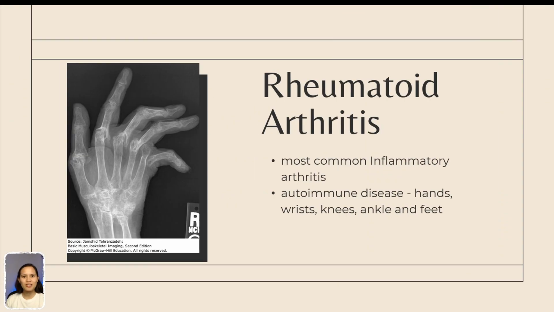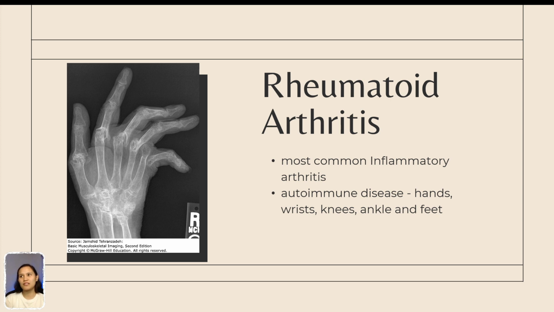Okay, so rheumatoid arthritis is the most common inflammatory type of arthritis. Aside from osteoarthritis, which is non-inflammatory, our second most common type is rheumatoid arthritis. So, what causes RA? Basically, it's an autoimmune disease. What happens is your own body attacks its own cells. Thus, it produces a systemic effect, no?